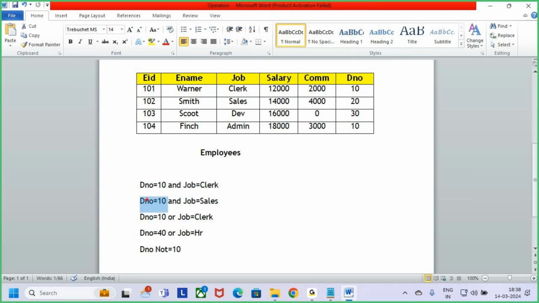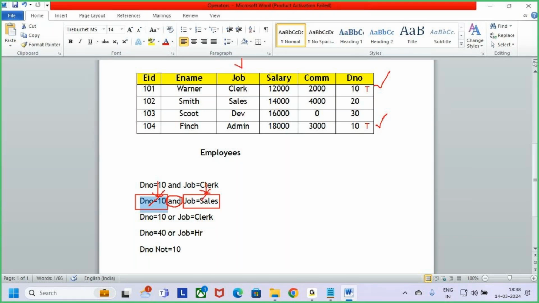And next, my second condition is, I want to find out the employees from the 10th department. Now here also my first condition is department number is equals to 10. And I'm using the operator again here, what? AND operator. And the job is equals to sales. Now see, there is one employee working in the 10th department. First condition is true. Here also there is one employee working in the 10th department. Here also the first condition is true. Next, what is my second condition? Job is equals to sales.